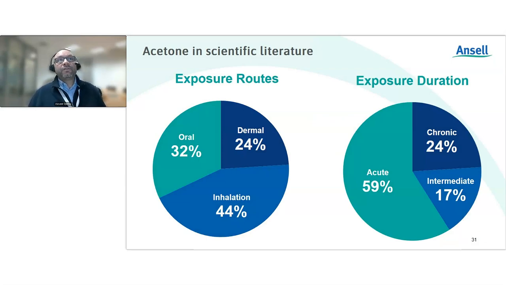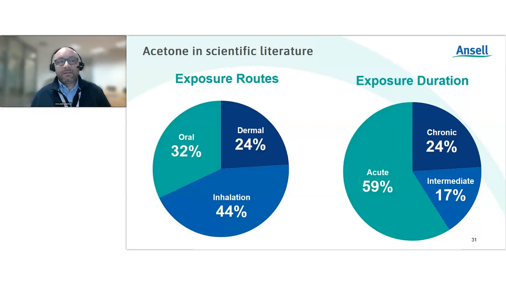So the first information is the exposure route. Which exposure routes are the most documented and the most studied? Of course, without any surprise, inhalation, remember, very volatile product, covers 44% of these different studies. The oral exposure is 32%, and the dermal exposure 24%.